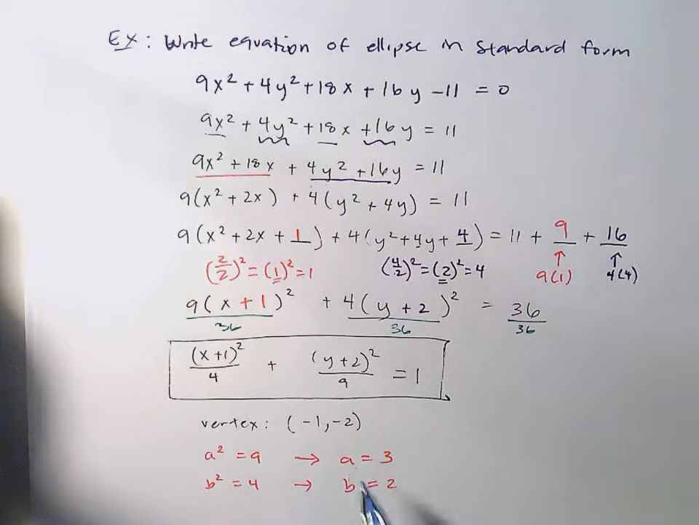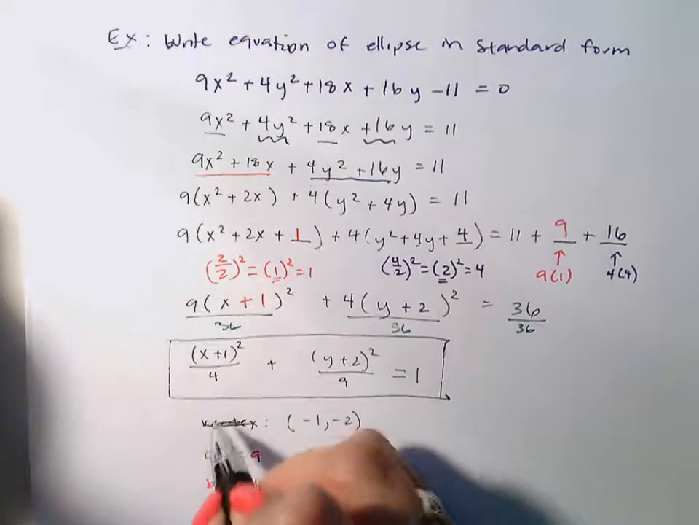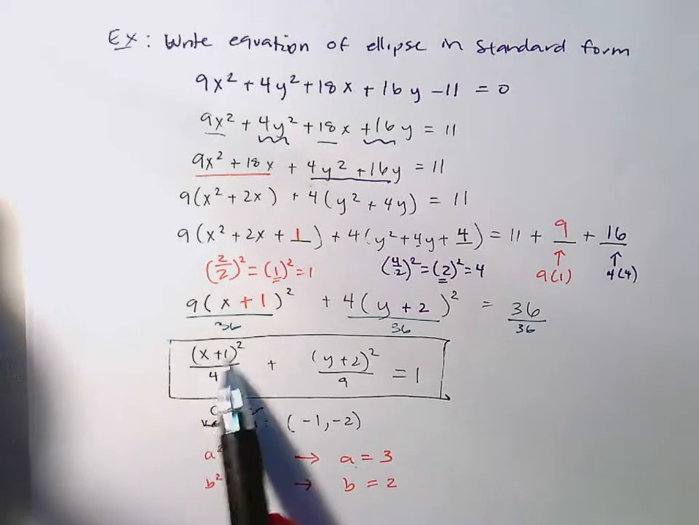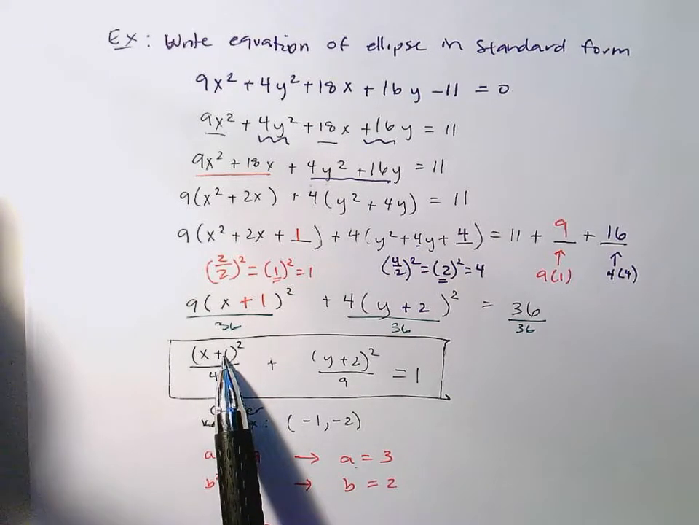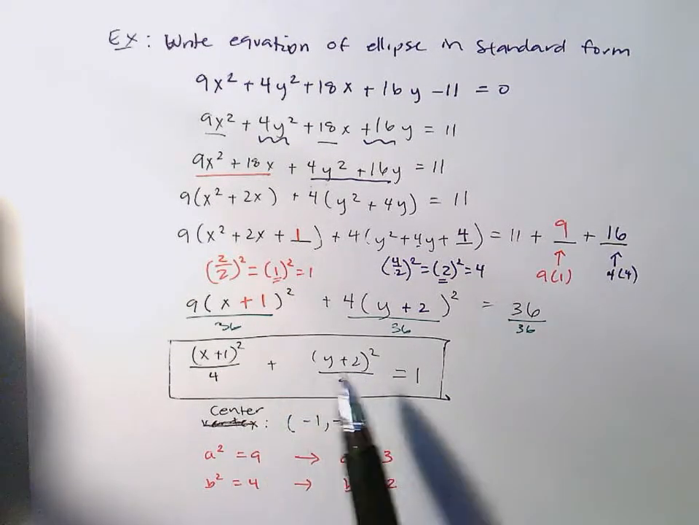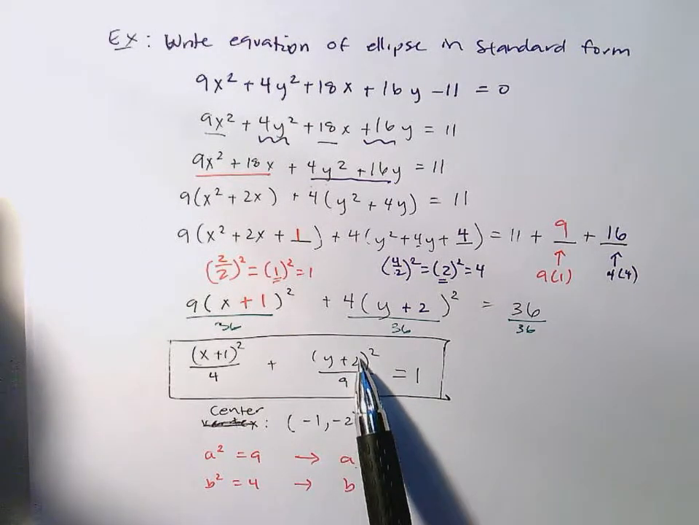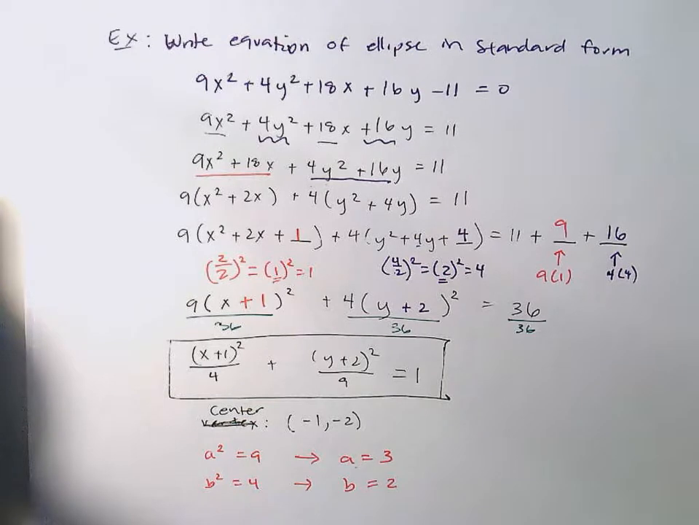So it's the distance, oh, I said vertex here, it's the center. So the center is the x value, the opposite of the number that's next to the x variable, and the y value is just the number that's next to the y, and you take the opposite. So going back to the a and b, the a is equal to the distance between the center and the vertex or the vertices, and b is a distance between the center and a point on the minor axis.